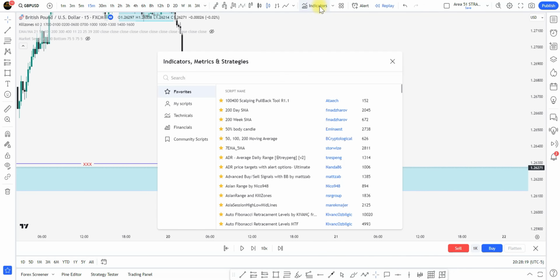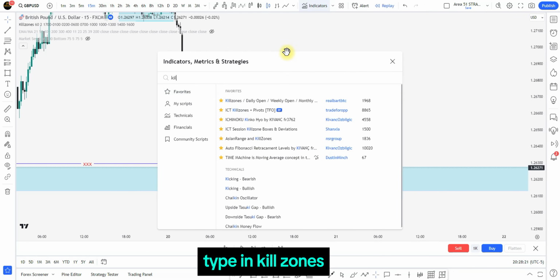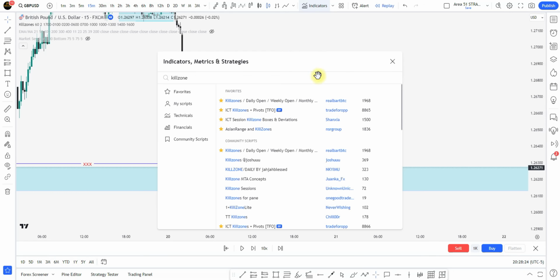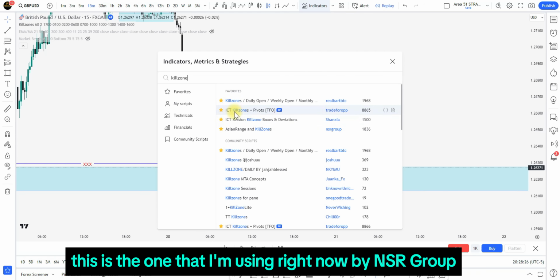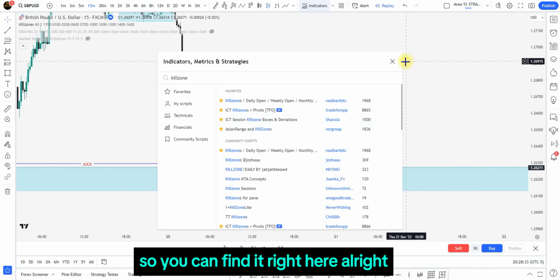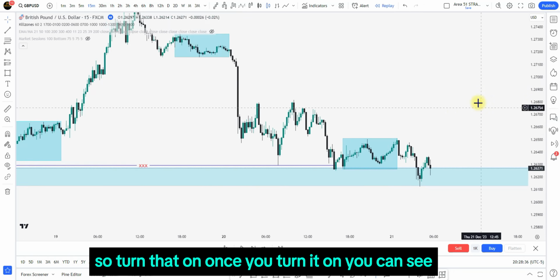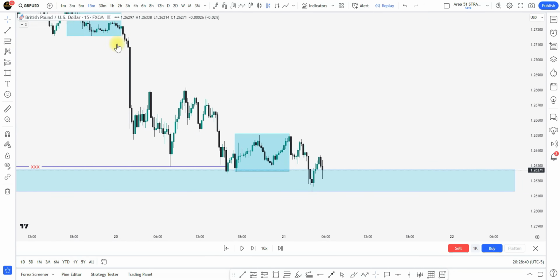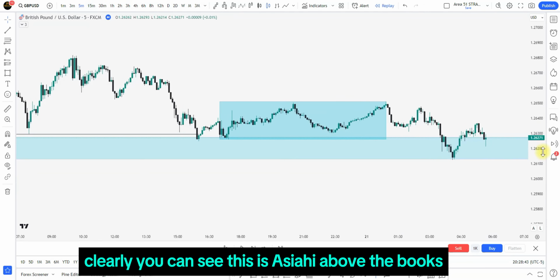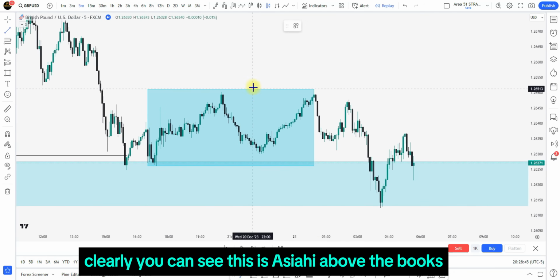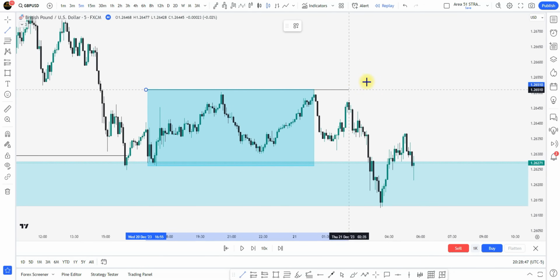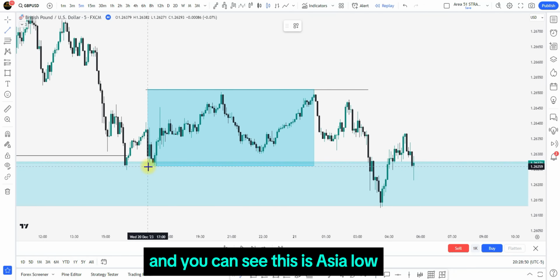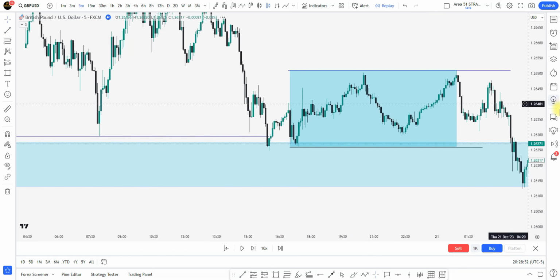You go to the TradingView indicator section, type in kill zones. And when you type in kill zones, this is the one that I'm using right now by NSR Group. So you can find it right here. All right. So turn that on. Once you turn it on, you can see clearly, this is Asia high above the box. And you can see this is Asia low below the box.